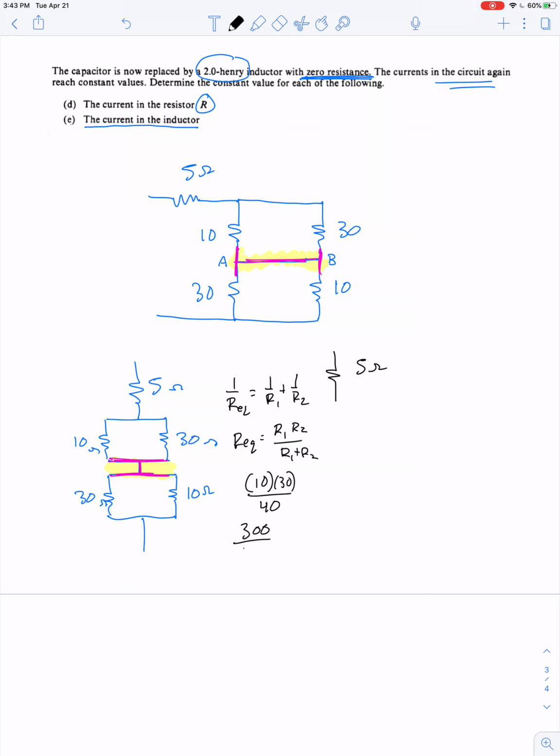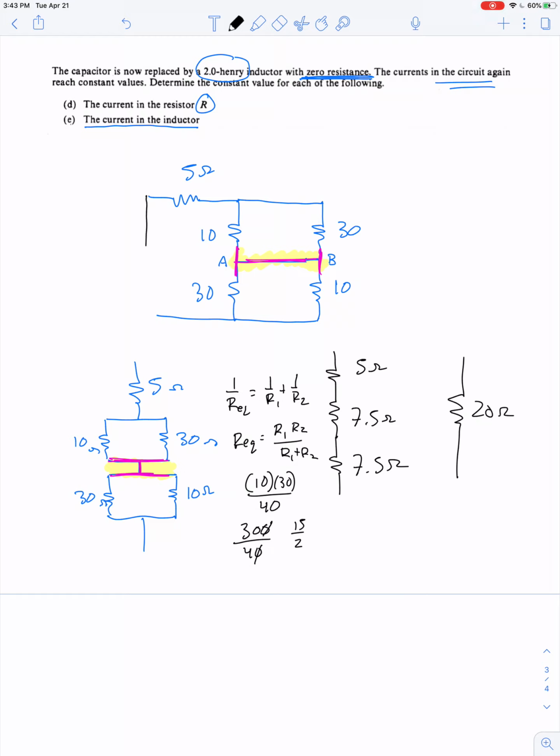So we have 300 over 40. That's the same thing as 30 over 4. That's the same thing as 7.5. Okay, so this is 5 ohms, 7.5 ohms, and then again another 7.5 ohms. So this ends up being the same thing as having 20 ohms of resistance for the whole circuit.